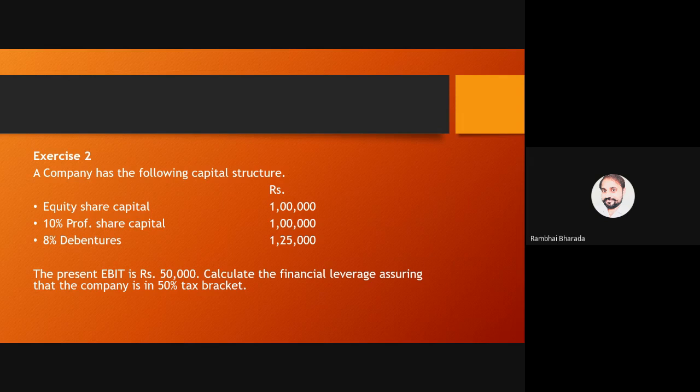So EBIT minus I is equal to EBT. So 50,000 minus 10,000 is equal to 40,000. Done. Now put these values in the formula, and you will get the answer. 50,000 upon 40,000 is 1.25. Here the financial leverage for company A is 1.25.